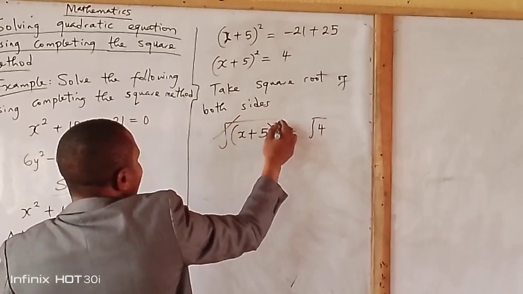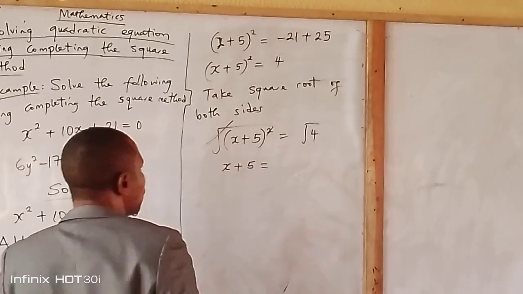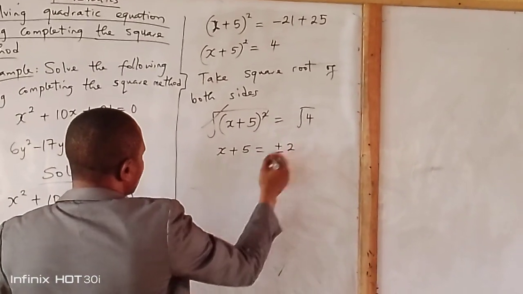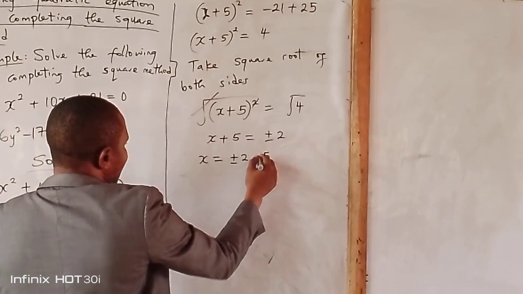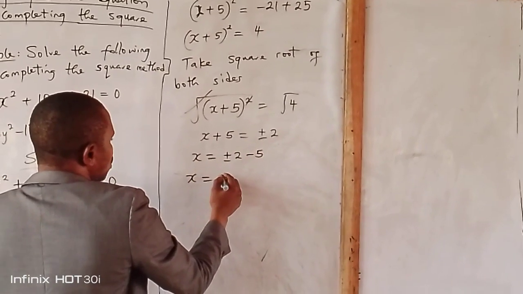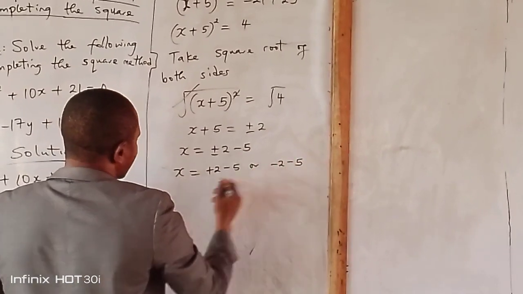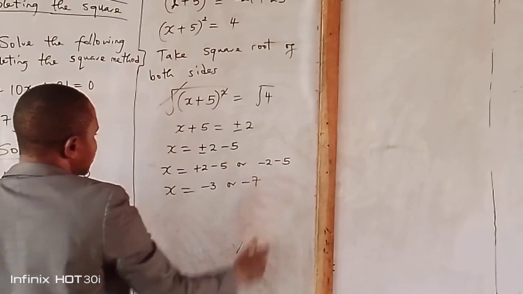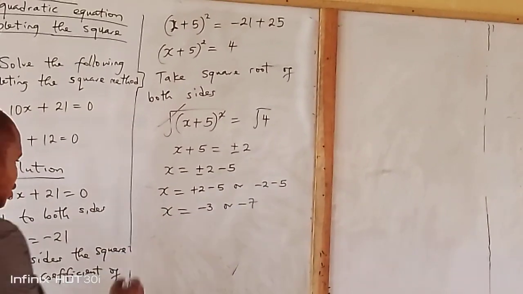The square root here will eliminate the square, so we are going to have s plus 5 is equal to square root of 4. And the square root of 4 will give us plus or minus 2. Then s is equal to plus or minus 2 minus 5. So therefore, s is equal to plus 2 minus 5 or minus 2 minus 5. And s will give us minus 3 or minus 7. These are the two possible values of s. Let's solve the second question.